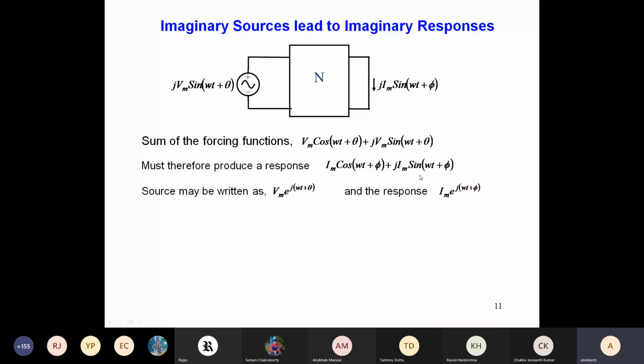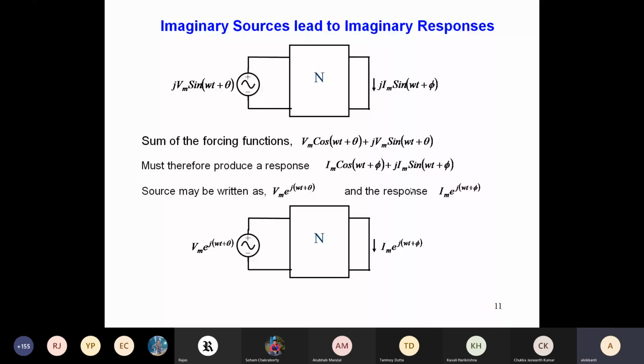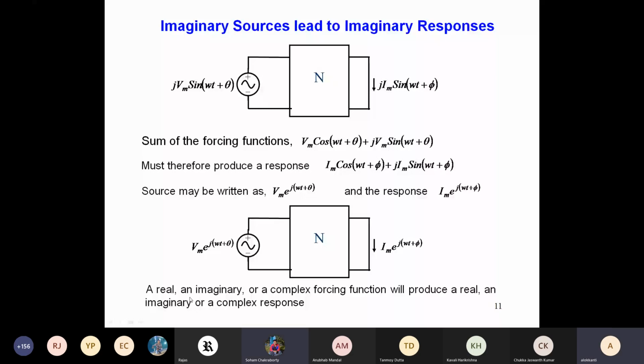So basically, if there is a network and you give this as the input, you will get the response like this. Giving as input Vm cos(omega t plus theta) plus j Vm sin(omega t plus theta) is the same as giving an input Vm e to the power j(omega t plus theta), which will lead to Im e to the power j(omega t plus phi). So we can make this statement: a real and imaginary, or complex, forcing function will produce a real and imaginary, or complex, response.